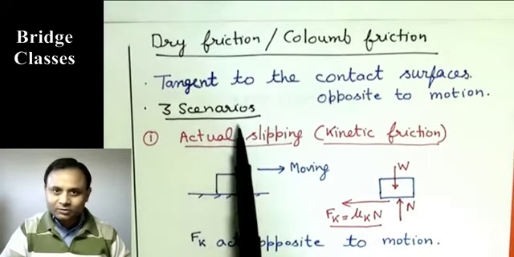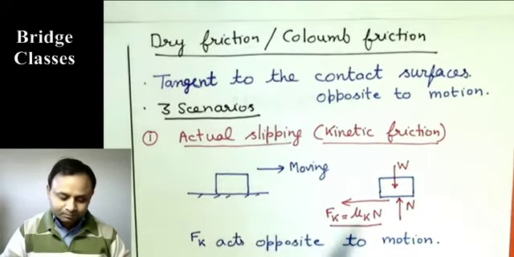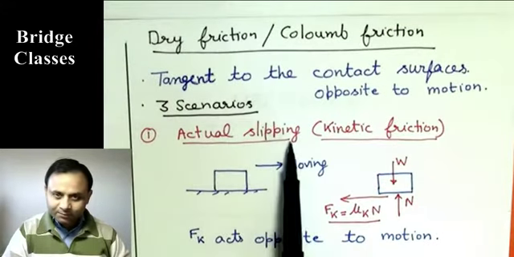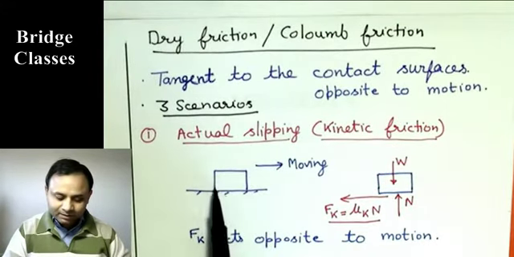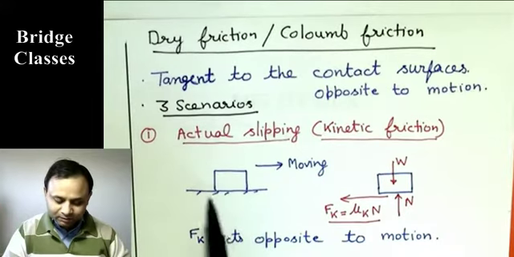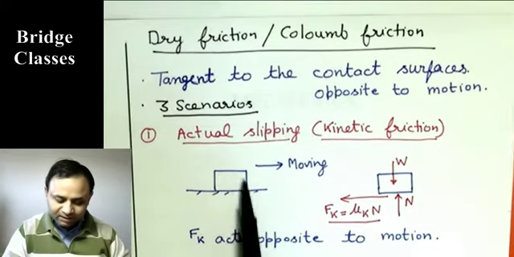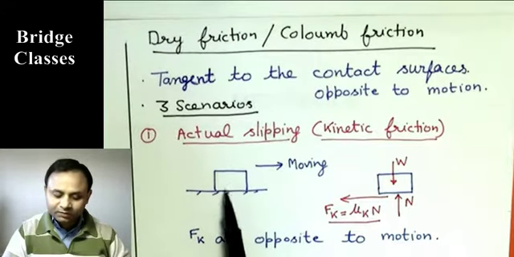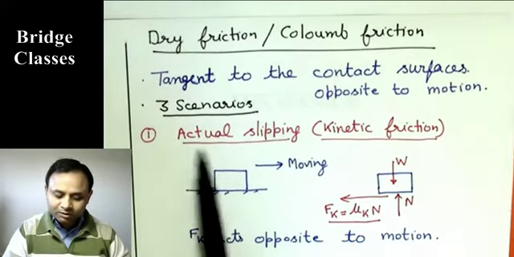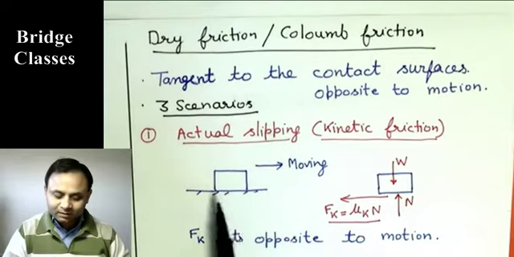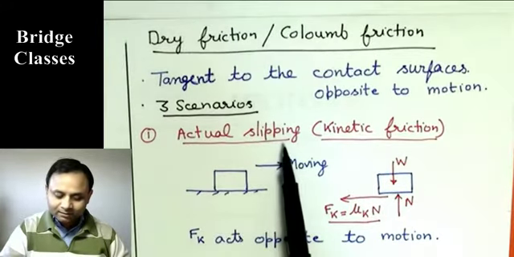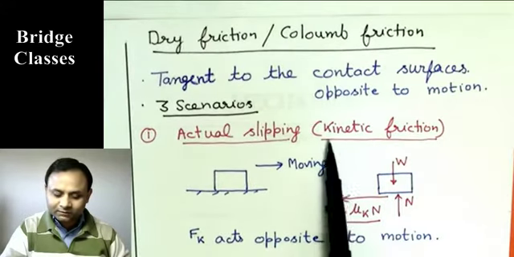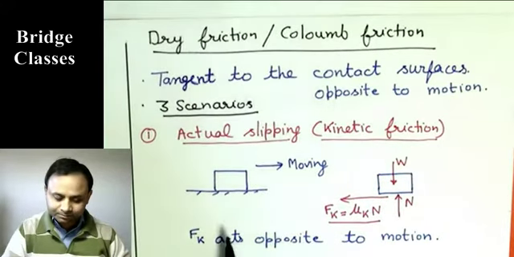There are three scenarios I'm going to differentiate. One is when there is actual slipping. So for example, take this body resting on this surface, and this body is actually moving. So there is relative motion between the body and the surface, so the body is actually slipping. There is friction, and that is called kinetic friction, because the body is actually moving.